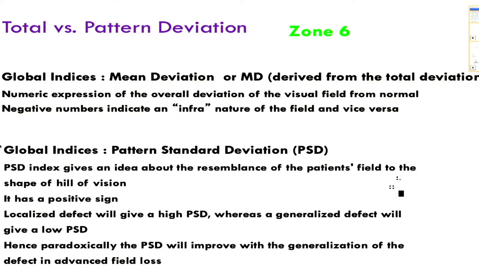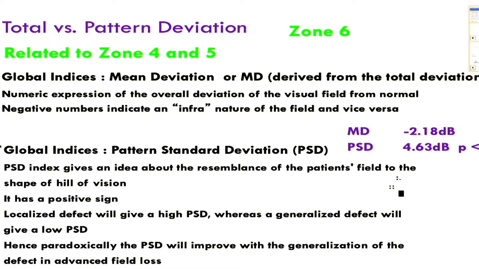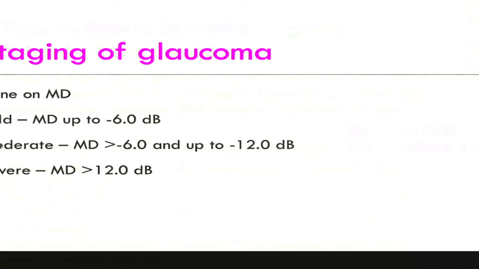Then you have the global indices. You have your mean deviation, which is an expression in numbers of what you're seeing in total deviation, whereas pattern deviation is an expression of the focal defect in numbers, okay? Mean deviation is expressed as a minus, so it could be supra or infra also. But pattern deviation is generally a positive number, okay? Staging of glaucoma, please remember, worldwide is done on mean deviation. Mild up to -6 decibels, moderate above -6 up to -12, and severe greater than -12.